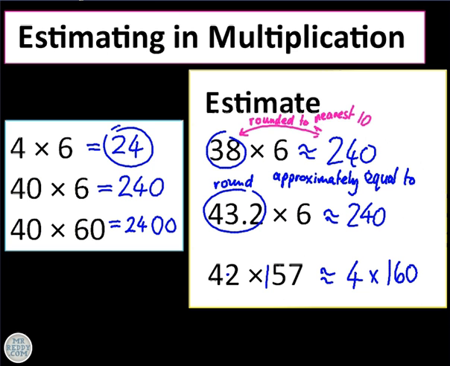4 times 160. Okay, instead of doing 4 times 160 to start with, I will double 160 and then I will double that answer. Double 160 is 320, double 320 is 640. Okay, so that was my estimate to 4.2 times 157. It's not the perfect answer, but it is a sensible estimate.